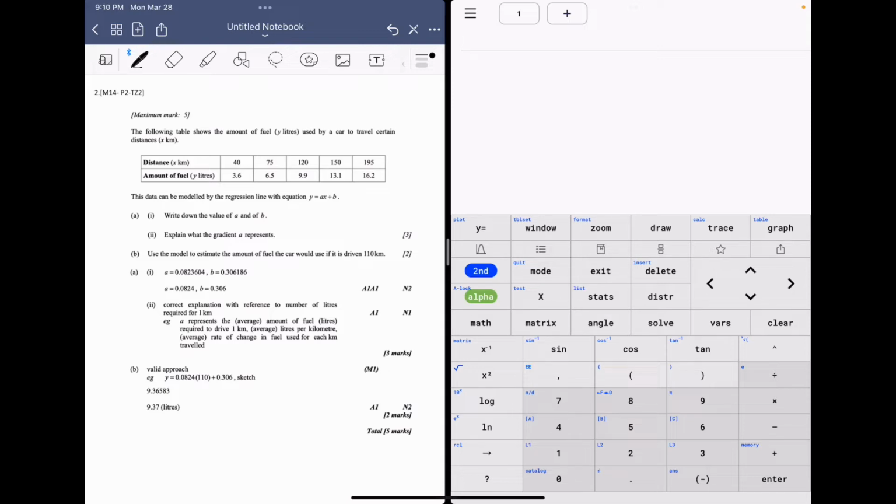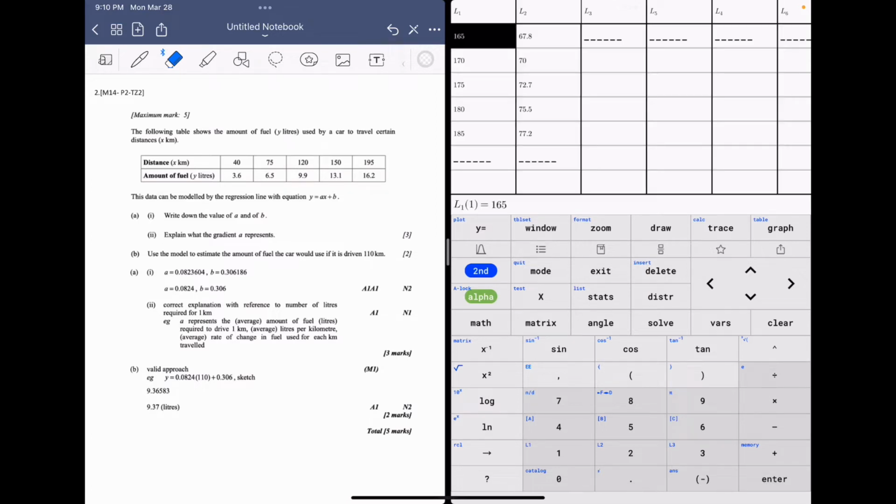So distance is independent, so that should be entered in L1, and amount of fuel Y should be entered in L2. Distance is given in kilometer: 40, 75, 120, 150, 195, and the amount of fuel Y liters is given. So again, go in stats, go in 1, that is edit. Now you can see the previous problem data is already there.